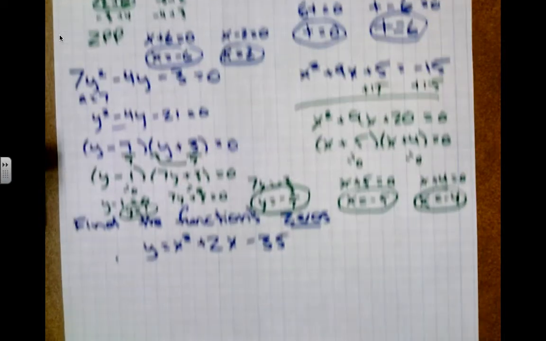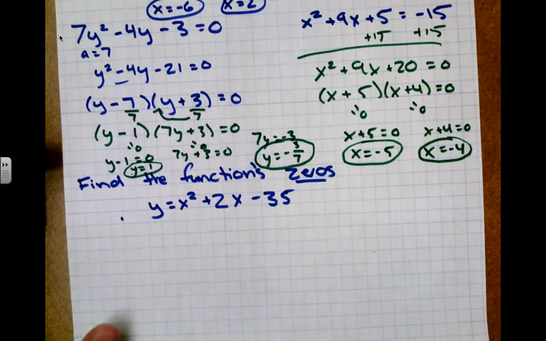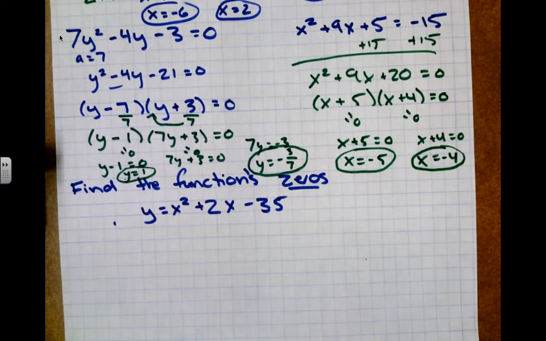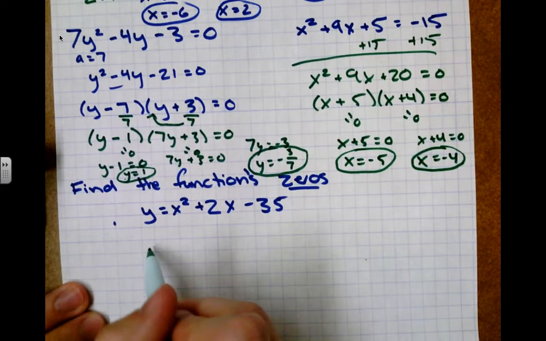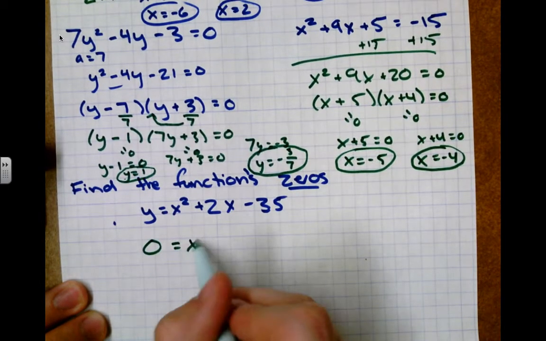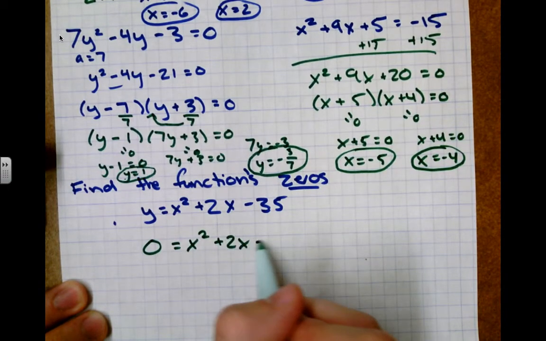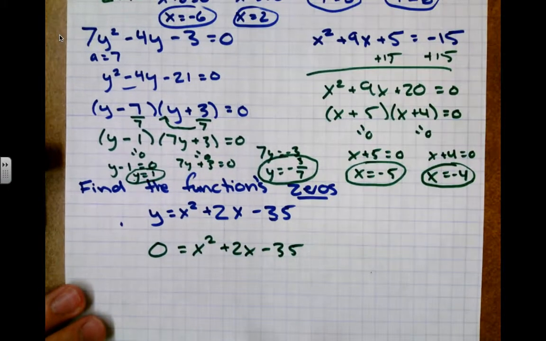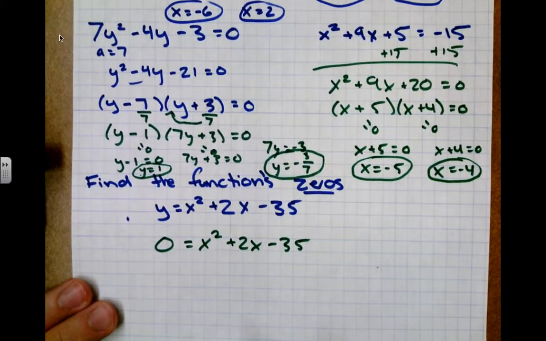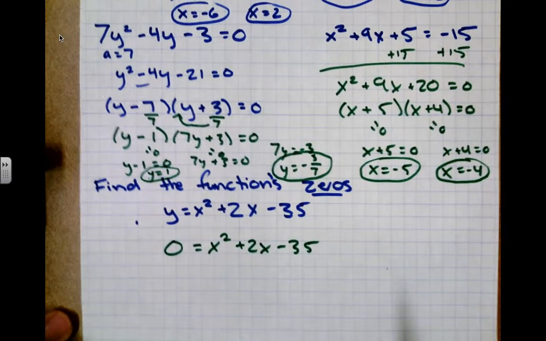Now, just one quick last example. When we find a function's zeros, all that's saying is we're looking for our x-intercept, or where our function equals 0. So all we really do is make y equals 0 here, and we go through the same exact process we have done throughout all the rest of these problems.